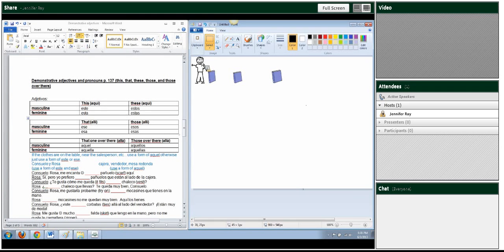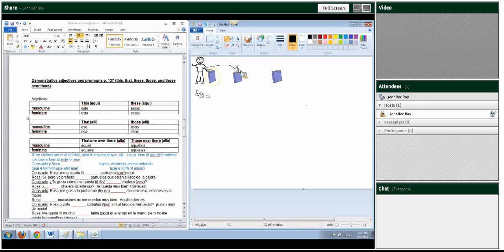Oh, why can't I get it right? Okay, whenever he talks about the book closest to him, this book right here, then if you wanted to talk about the book closest to him, he is going to say, this book is interesting. Este libro es interesante, okay?